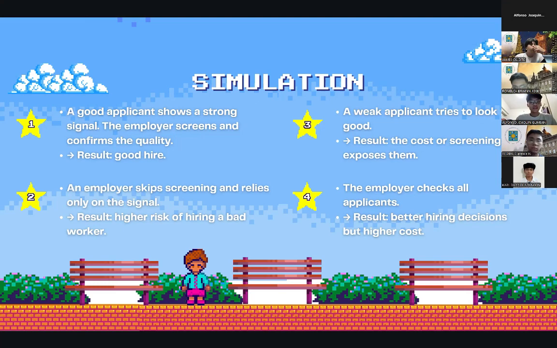Employers then decide whether to screen applicants through interviews or tests or to skip screening. The outcomes depend on these choices. Strong signals combined with screening usually lead to good hiring decisions, while weak signals without screening increase the risk of hiring low quality workers. Screening improves everyone's accuracy but increases the cost. Overall, the activity shows how signaling and screening reduce information asymmetry in hiring.